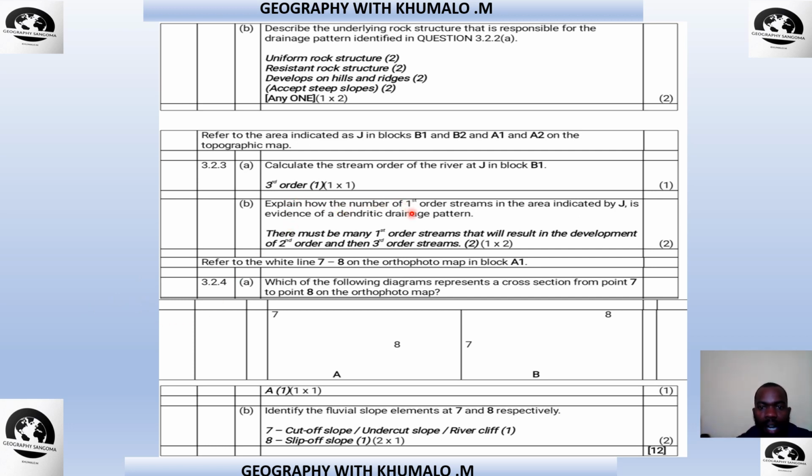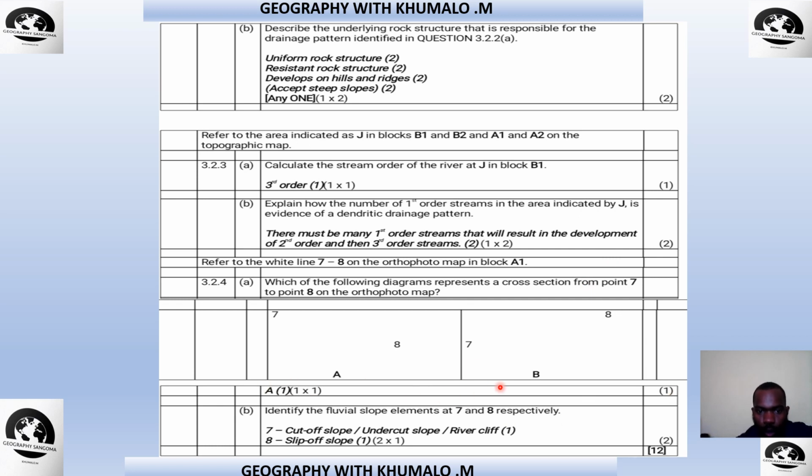Explain how the first order streams in the area indicated by J are evidence of a dendritic drainage pattern. There must be many first order streams that will result in the development of second order streams, then third order streams. So we can also say that there are many first order streams that result in dendritic patterns. The diagrams here are not visible, but you will see them in your question paper.